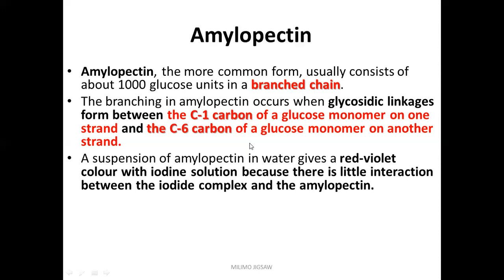Now when we look at amylopectin, if we suspend it in water, it's going to give us a red-violet color, because there's little interaction between this iodide complex and the amylopectin, unlike in amylose, where this iodide complex is able to slip through the coil of the amylose. So amylopectin is branched.